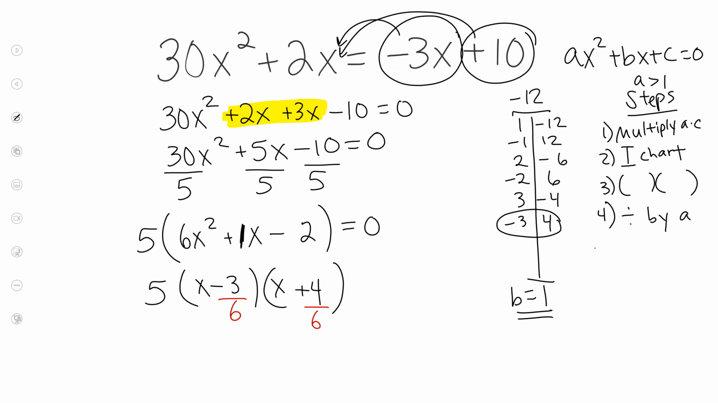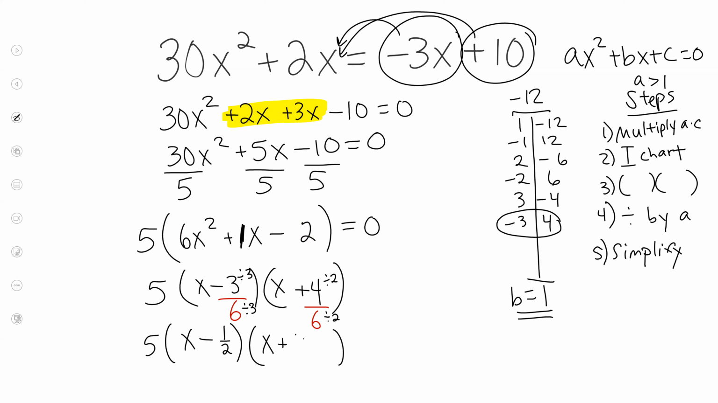Now, the next step is to simplify. So I'm going to simplify these fractions. The numerator can be divided by 3, and the denominator can also be divided by 3. So this will become x minus 1/2. The next one, we're going to divide both the numerator and denominator by 2. 4 divided by 2 is 2, and 6 divided by 2 is 3. So we have simplified it.